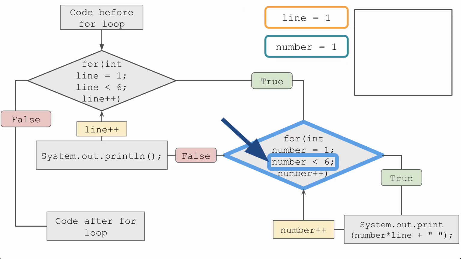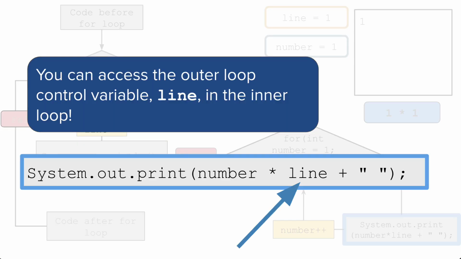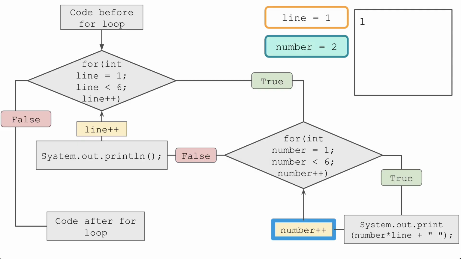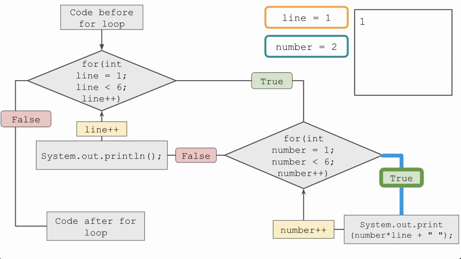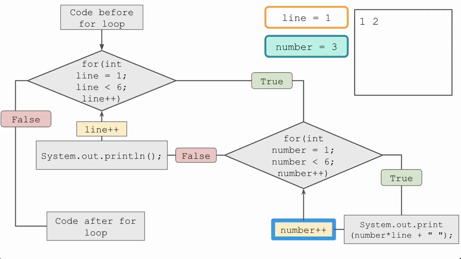Back to our flowchart, the Boolean condition is checked. Is number less than 6? This is true, so the code inside the inner for loop runs. Notice how you can access the outer loop control variable line in the inner loop. Here, you're printing the product of number and line. Number is 1 and line is 1, so 1 times 1 is 1, and 1 is printed to the console. Number is incremented to 2, and then back to the inner Boolean expression. Number is still less than 6, so it follows the true route and executes the code inside of the for loop again. Now number is 2, so the product is 2, which is printed to the console. Number then increments to 3 and returns back to the inner loop header.